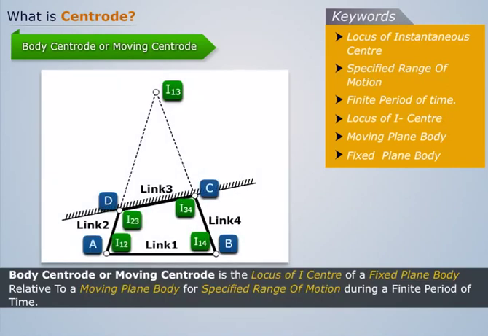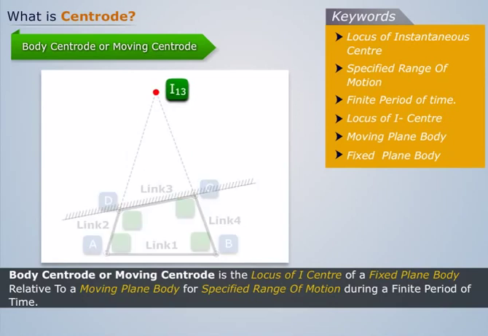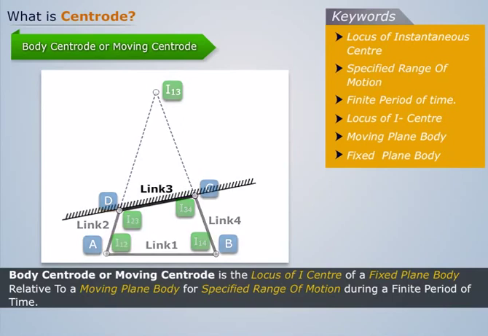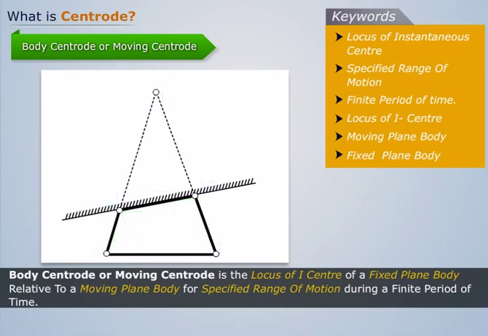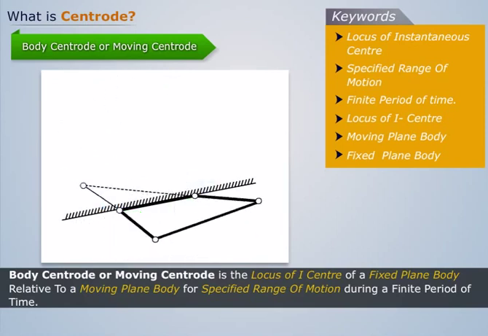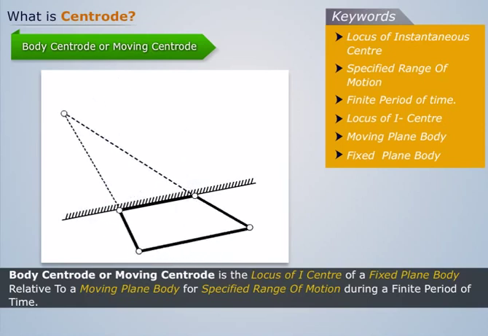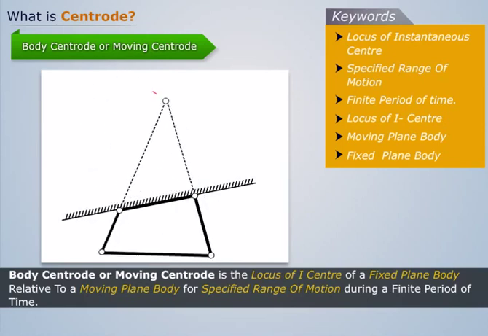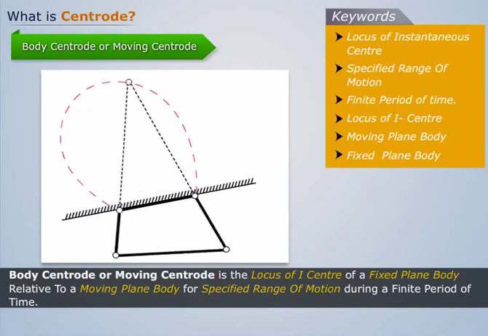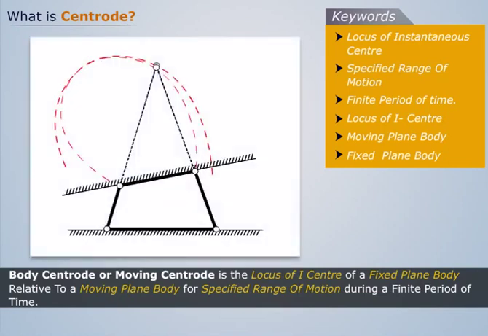Now let's try to understand this using the same four-link mechanism and the same I center, I-1-3. But here we make link 3 the fixed link and link 1 the moving link. Now if we impart motion to this mechanism, we see that the position of I-1-3 changes with time. Now if we plot the locus of I-1-3 at different instants, the centrode thus obtained is called the body centrode or moving centrode. If we compare both the types of centrodes, we see that the path traced by body centrode is slightly different from the path traced by the space centrode.